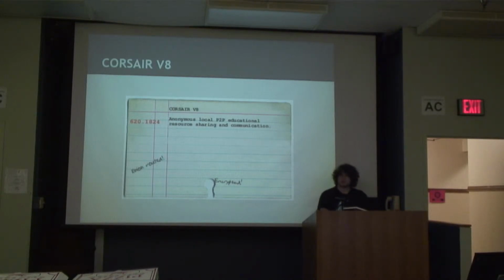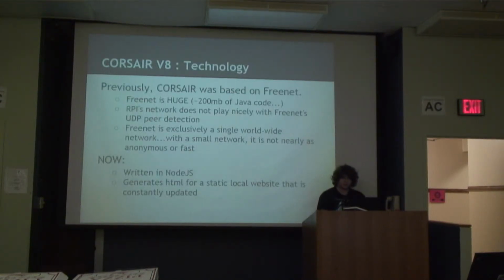So Corsair has changed a little bit since last time. Of course, it really wasn't much last time. Now it's rewritten in Node.js. Previously, it had been based off of Freenet, which is a great piece of software until you try to edit it and work with it. It's over 200 megabytes of Java code, and it uses some funky UDP multicast packet stuff that RPI's network really does not like.